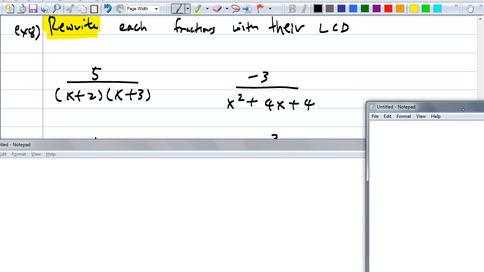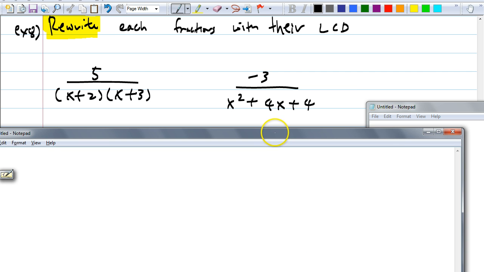Here, they will give you something like this: 5 over x plus 2 times x plus 3. And this time the instruction is a little bit different. It says rewrite each fraction with their LCD. The other fraction is negative 3 over x squared plus 4x plus 4. Right now, do we have these 2 fractions with their LCD? No.